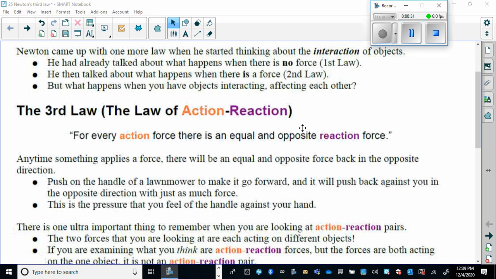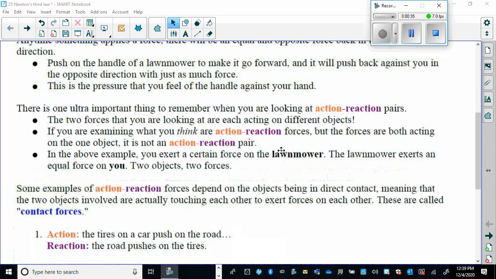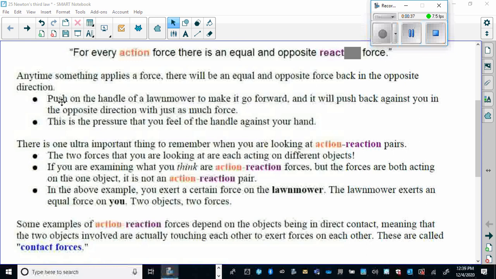But that's not so. Let's just use an example. In your notes here, it talks about a lawnmower. It says, you push on the handle of the lawnmower to make you go forward, and it pushes back against you in the opposite direction with just as much force. This is the pressure you feel of the handle against your hand. Okay, so you push on the handle of the lawnmower, it pushes back on you with equal and opposite force.